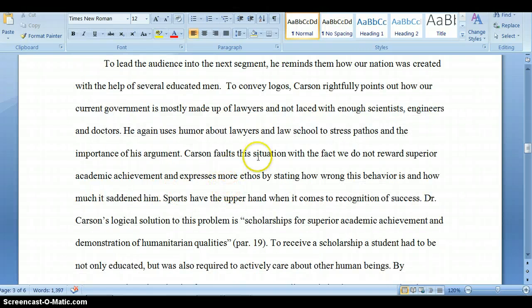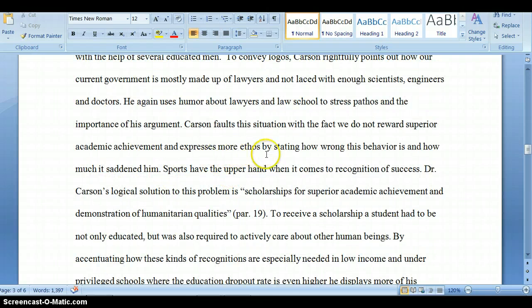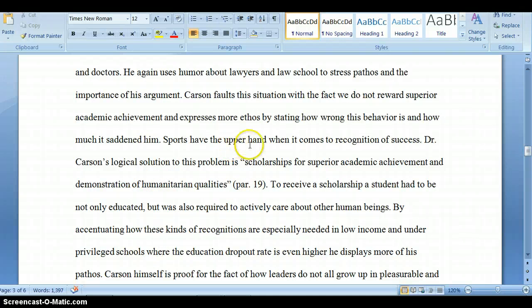Carson faults this situation with the fact, and she's referring to, I'd be a little more clear here, that to explain what this situation exactly is, how this is a situation, with the fact that we do not reward superior academic achievement and express more ethos by stating how wrong this behavior is and how much it saddened him. Sports have the upper hand when it comes to recognition of success.